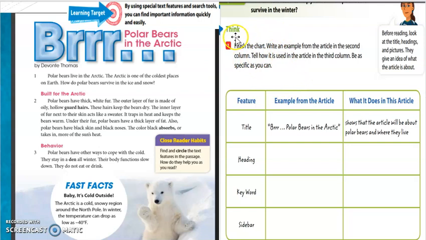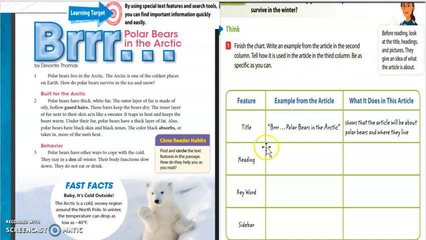Up here, it wants us to think. Number 1, it reads, finish the chart. Write an example from the article in the second column. Tell how it is used in the article in the third column, and be as specific as you can.